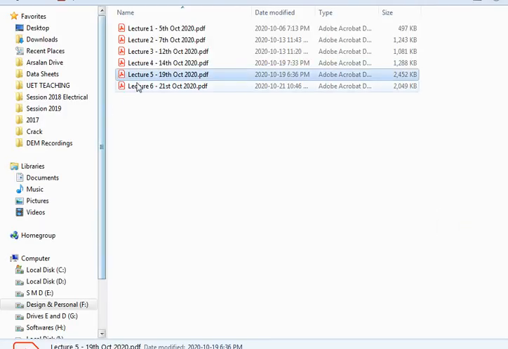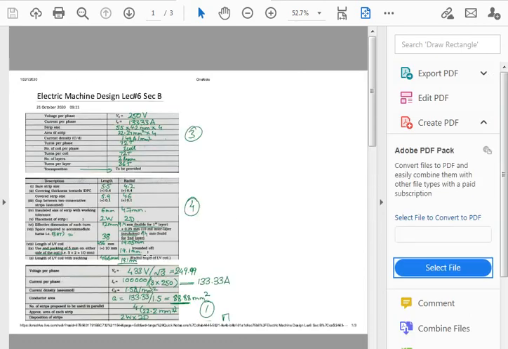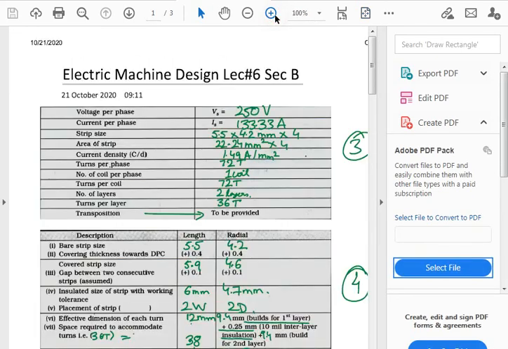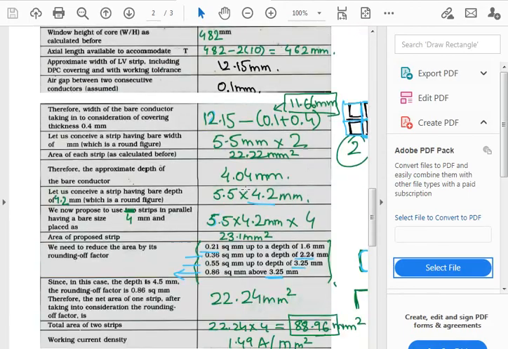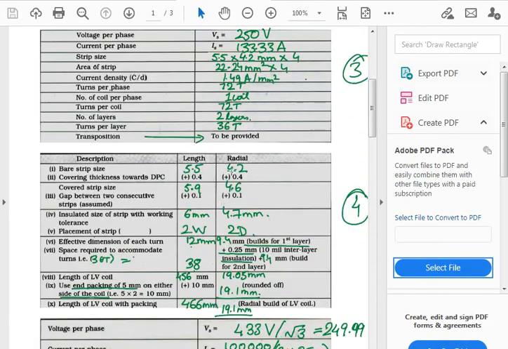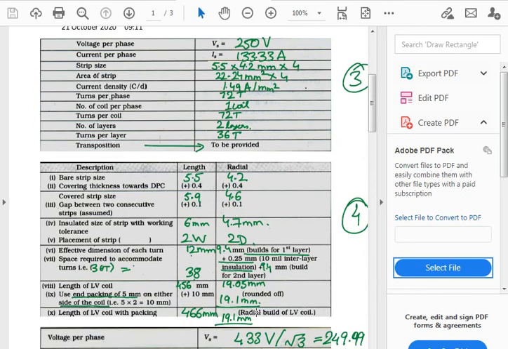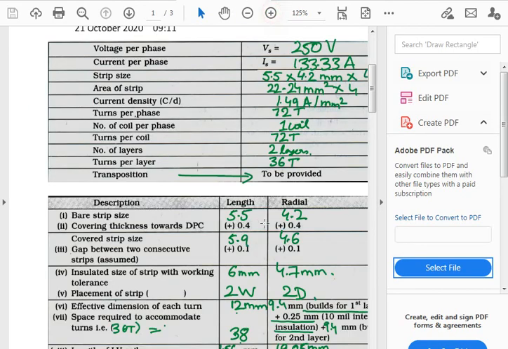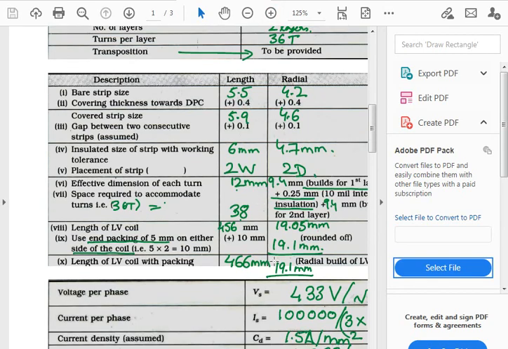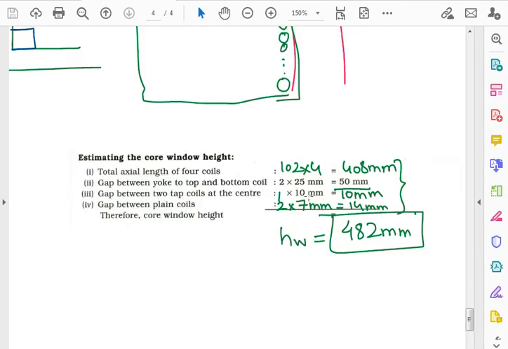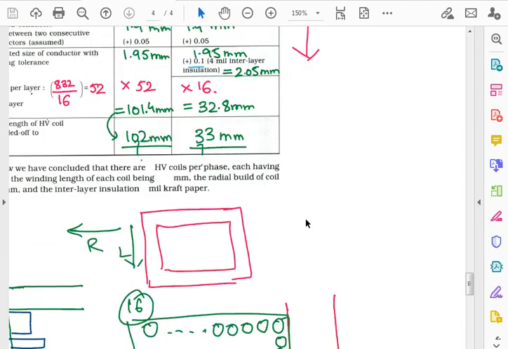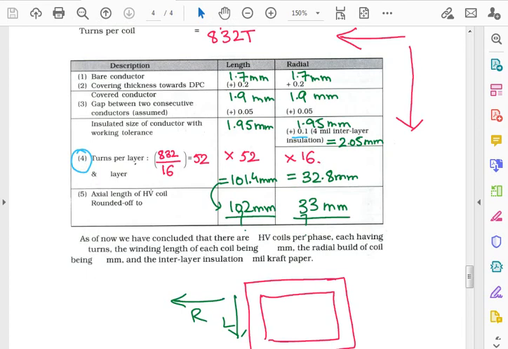And if I go back into lecture number 6, over here we had this whole table for the low voltage winding, with the length and width calculated. You can see from this table, the radial width of the low voltage winding is 19.1 mm, the length is 466 mm, and for the high voltage winding the length is 482 mm. The radial width we can find from the previous table, so the radial width is 33 mm. So this data will be required for the calculation of the other parameters.